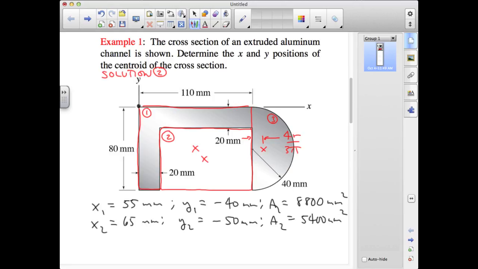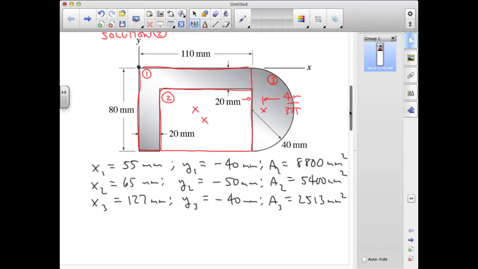And we'll just note here that we're going to have a negative weighting for this area. So I'll write it as a positive quantity here, but because we're subtracting it from the cross-section, it will end up having a negative weighting. And we've already got the properties of the semicircle, so I'll just reproduce those.